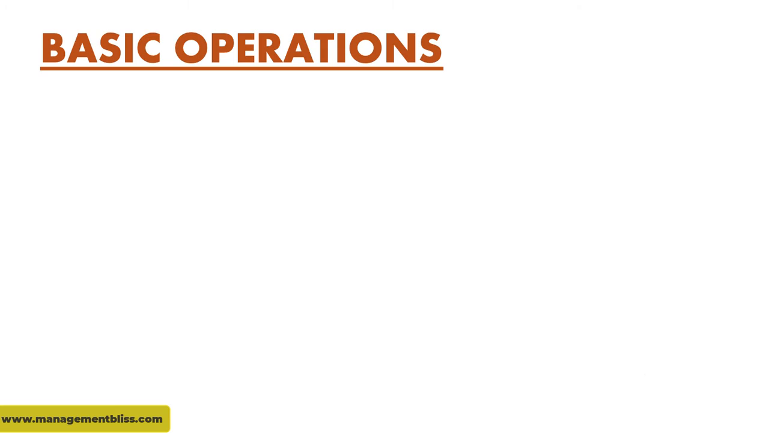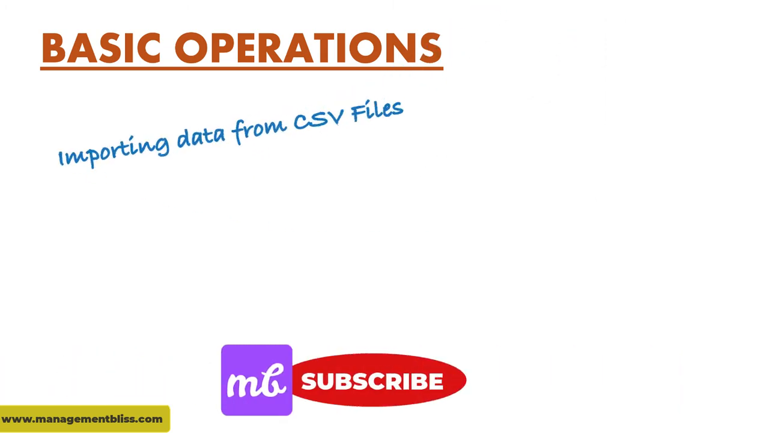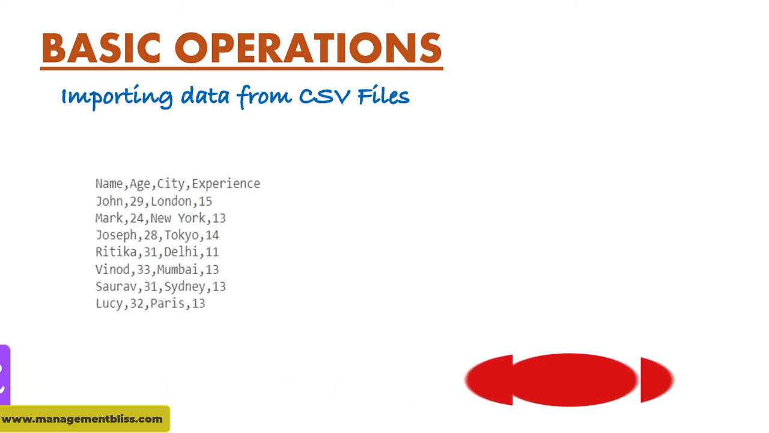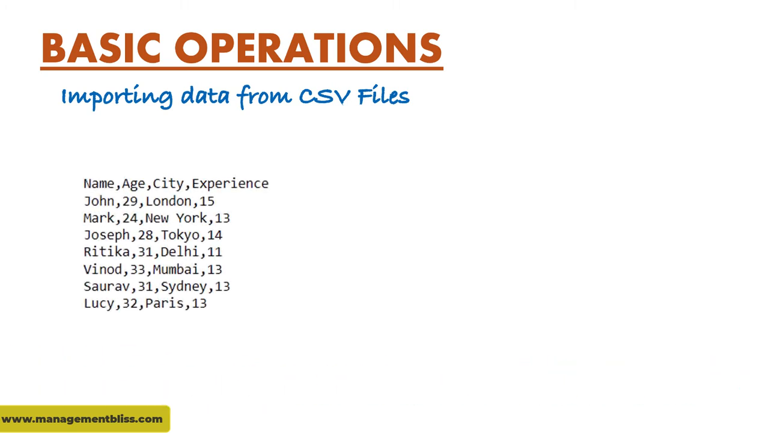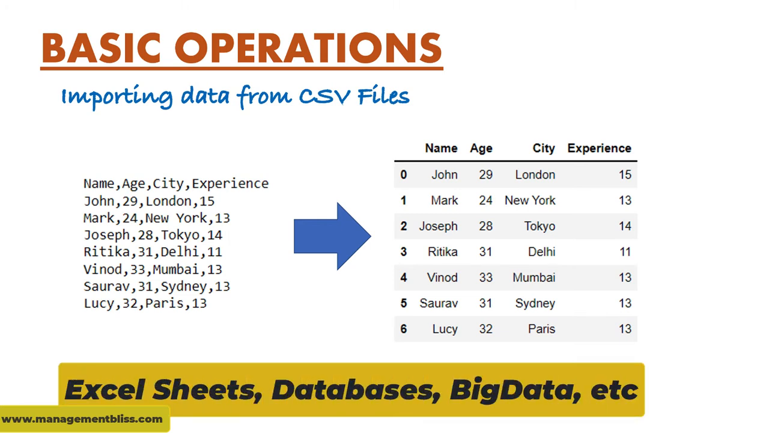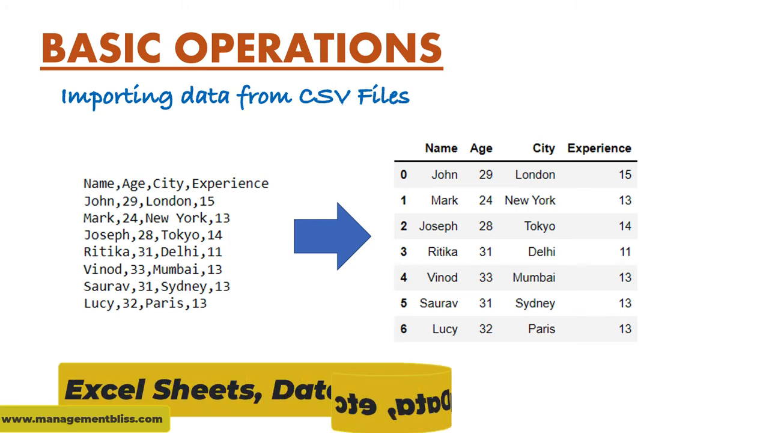Pandas provides us APIs to import data from CSV files to data frame. Suppose we have a CSV file, we can import this CSV file to a data frame like this. The first row here becomes the column headers in the data frame. We can also provide custom row labels while importing the data. Importing of data is not limited to CSV files. We can also import from Excel sheets, databases, big data, etc.